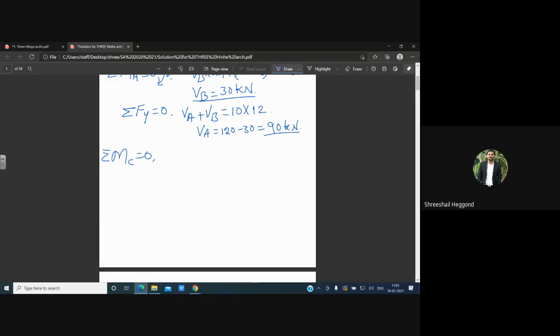That can be written as VB into distance of 12 meter, which is one direction value, so you write it as negative, plus HB into perpendicular distance for the arc. The perpendicular distance is 5 meter, which is given, that you need to write.